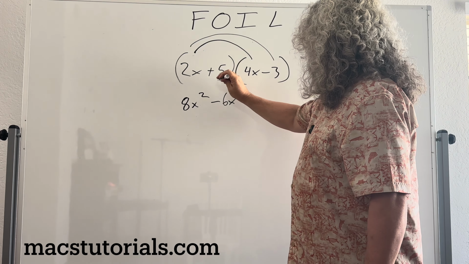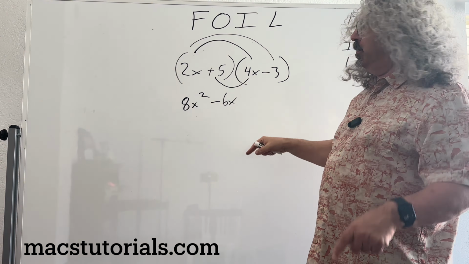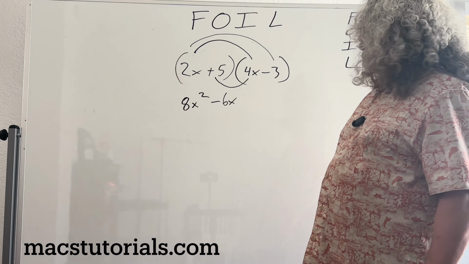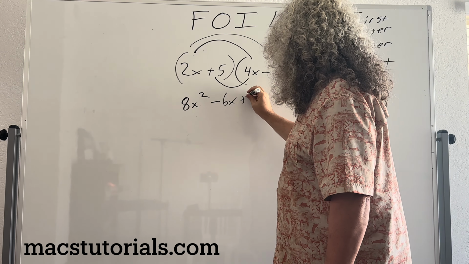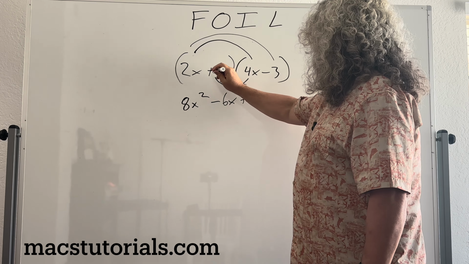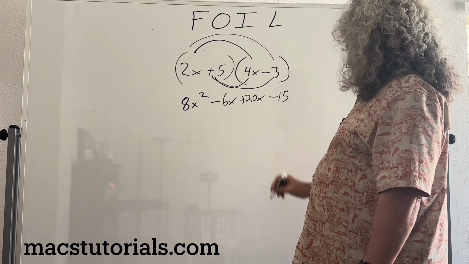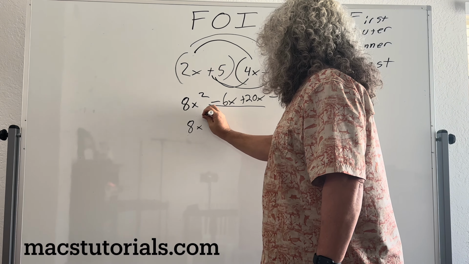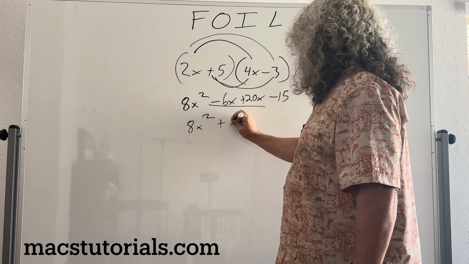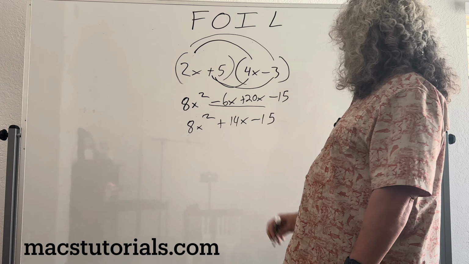Positive 5, innies. Positive 5 times positive 4. There's no plus sign. Good point, but we know it's positive. It doesn't need the plus. If it has nothing, it's a plus. Positive 5 times positive 4 is a positive 20x. And the last, positive 3 times negative 3 is a negative 15. Now, I still have my like terms here, so I'm going to get 8x squared, plus 14x, minus 15.